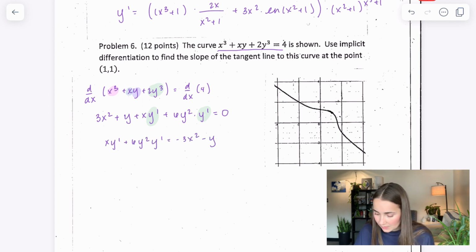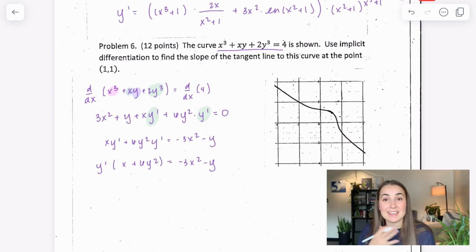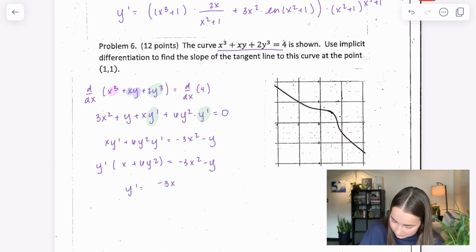So the purpose of doing that is so I can pull out a y prime on this side, and now I have my leftovers, x plus 6y squared. And now I can get y prime all by itself by dividing over that whole term.